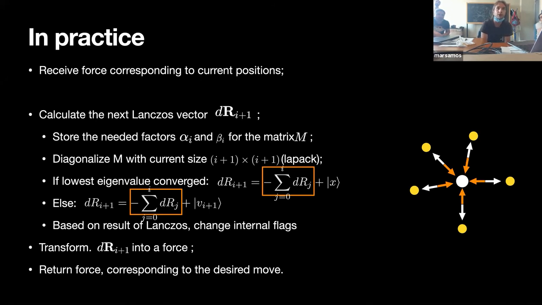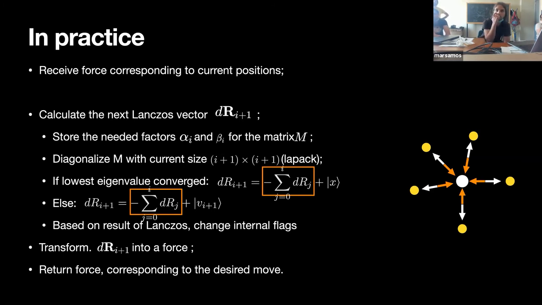So while calculating the next Lanczos vector, we store the needed factors alpha and beta for the M matrix, which is then diagonalized with the current size, i plus one times i plus one, where i is the index of the current step. For this diagonalization, we use LAPACK. And then based on the result of the lowest eigenvalue of this diagonalization, if it has converged, then the output vector is going to be X, so the eigenvector of the Hessian matrix. And if not, it's going to be the next Lanczos vector, so V i plus one.